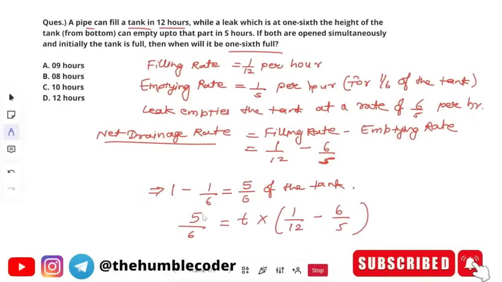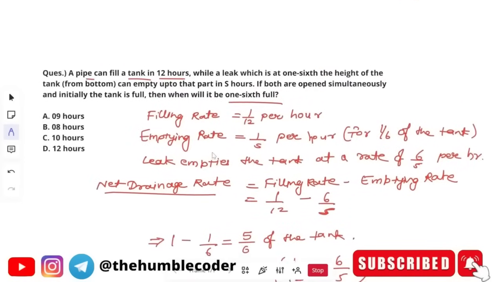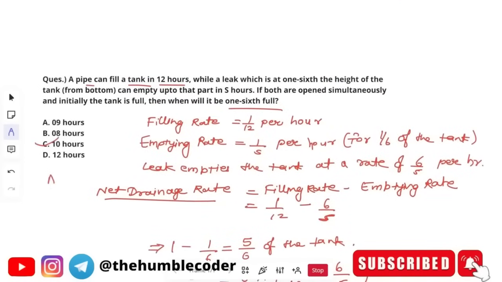So we have found out how much water needs to be drained out. That is why we have formed this equation, and when we solve it, we will get the value of T as 10 hours. I'm not solving it completely, but if you solve this equation, you will get 10 hours. So the correct answer for this question is option C, that is 10 hours. Hope you have understood it. Let's move on to the next question.